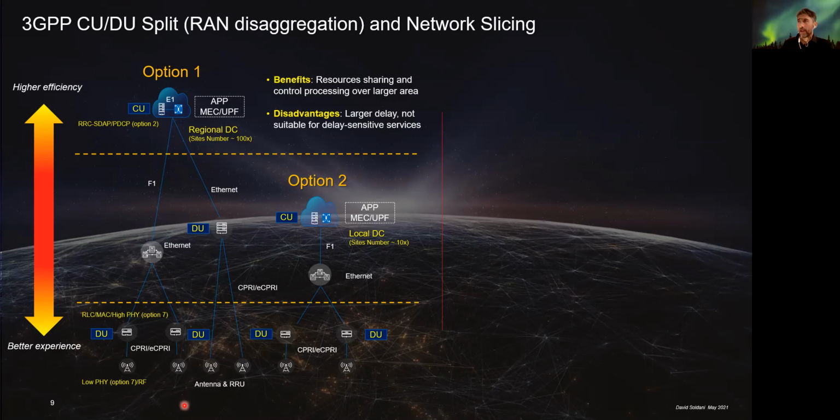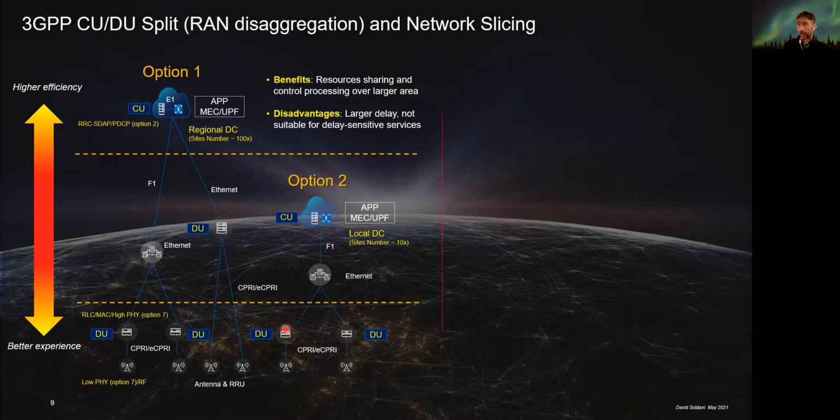So if you consider the first option, where we centralize a part of the protocol stack, we have the benefit that the resources can be shared, and the control plane as well, over a larger area. So this is particularly beneficial in rural areas or countryside where there is very, very little traffic. When the traffic increases, we tend to collocate the CU and DU, which is practically what happens today all over the place.